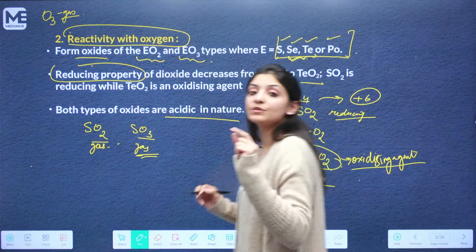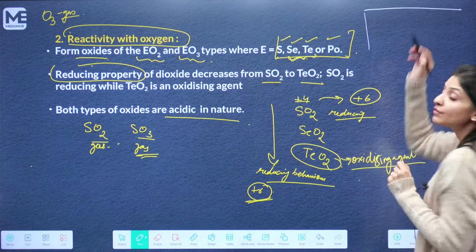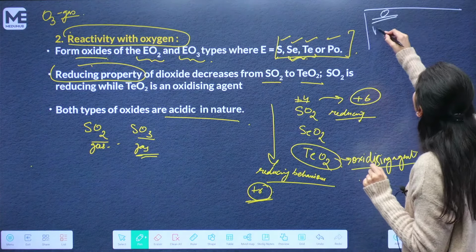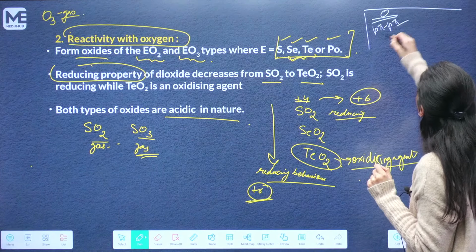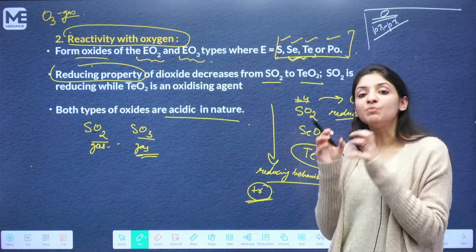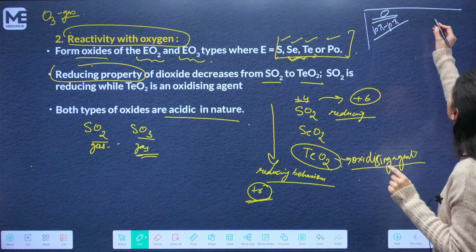Now, before we proceed, there was a slight confusion in the last class which I need to clear. So we were talking about the anomalous behavior of oxygen, where we talked about the p-pi bonding. So p-pi bonding takes place in oxygen because it is small in size, it is highly electronegative. So strongest p-pi bonds are formed in oxygen.